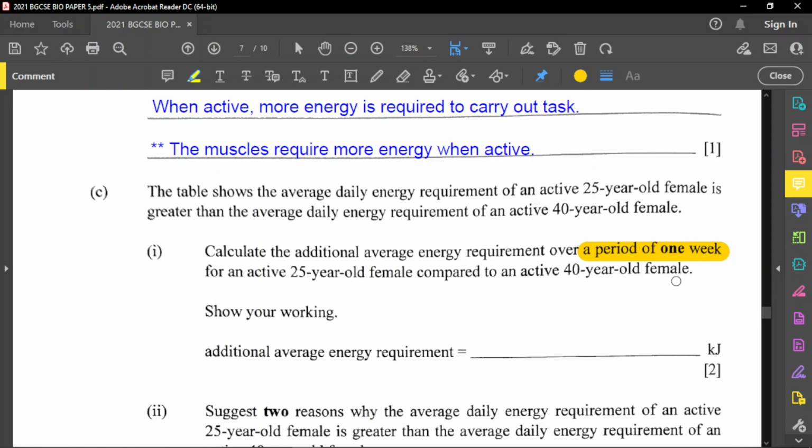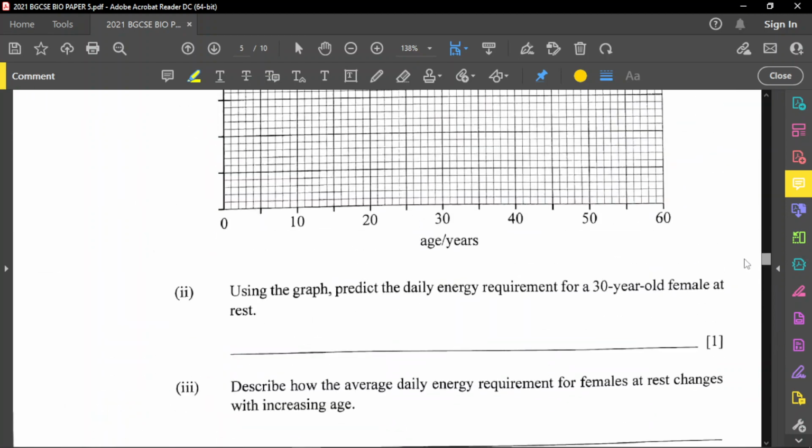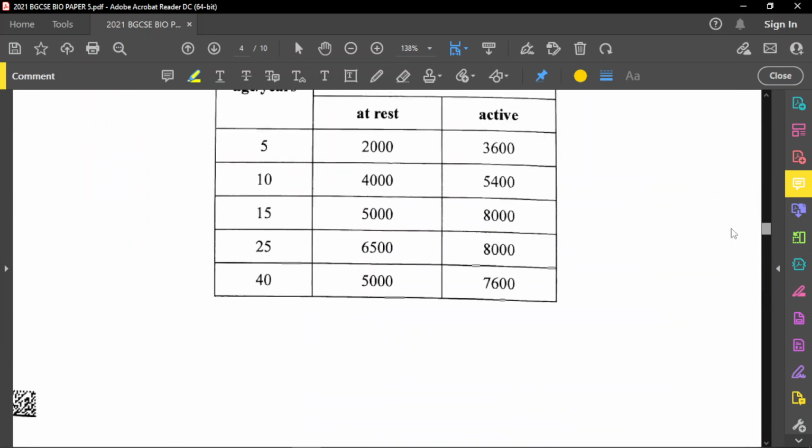So what is the difference first? We're going to look at the daily requirement. The graph tells us the daily requirement, but let's go to the table itself. We're comparing the 25-year-old, and it says active, so I need to go over the active side. The 25-year-old female active is 8,000, and the 40-year-old female that is active is 7,600. That's when they are both active.